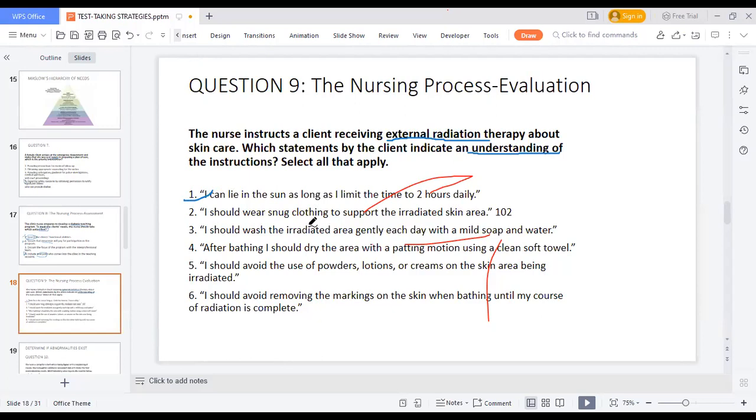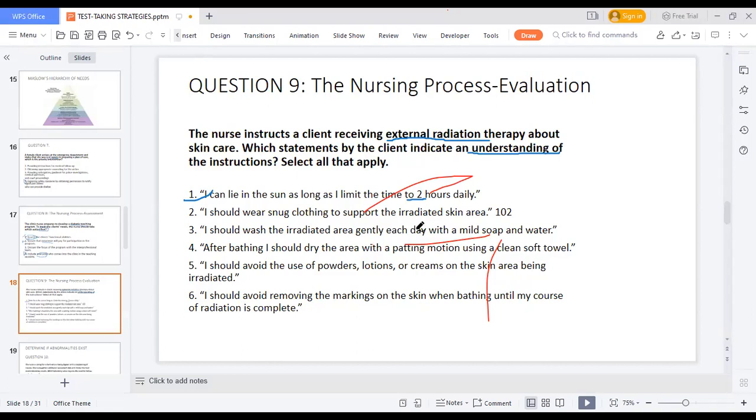You don't lie, you prevent. If you happen to go to the sun, you have to use sunscreen, you have to wear clothing that covers yourself. The time limit should not deceive you. 2 hours, no. You can fall for that. They say, oh, sir, it says only 2 hours. No. I should wear snook clothing to support the irradiated skin area.